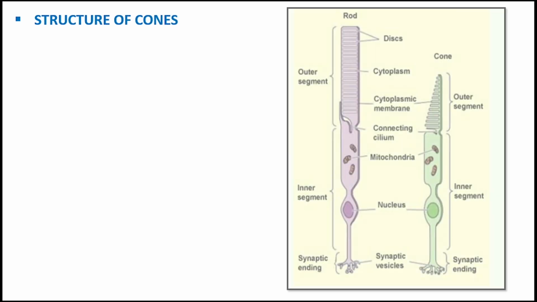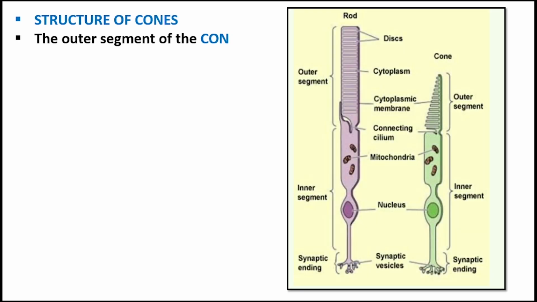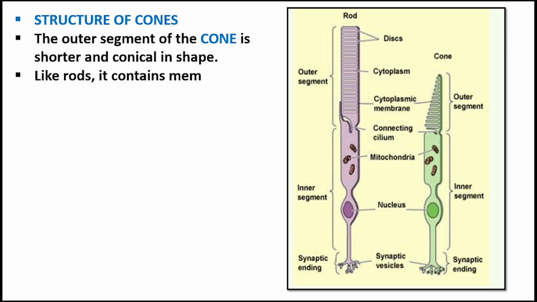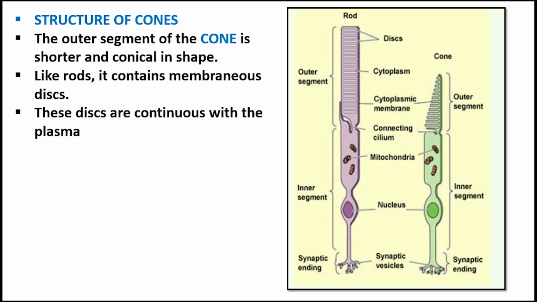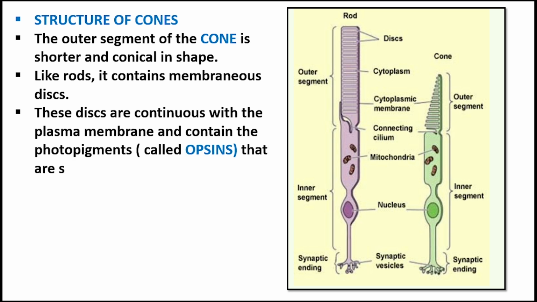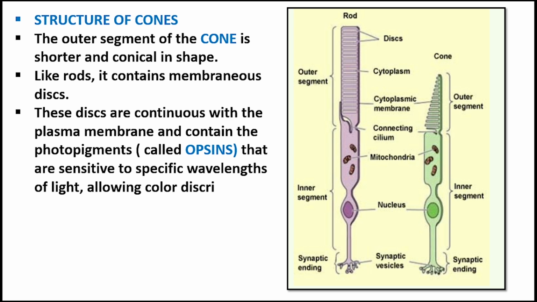Structure of cones. The outer segment of the cone is shorter and conical in shape. Like rods, it contains membranous discs. These discs are continuous with the plasma membrane and contain the photopigments, called opsins, that are sensitive to specific wavelengths of light, allowing color discrimination.